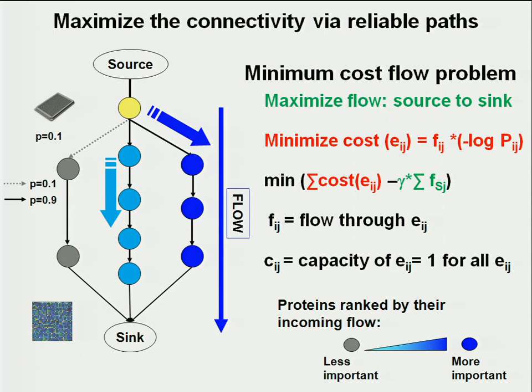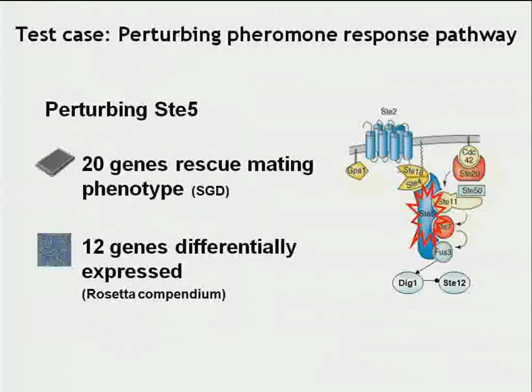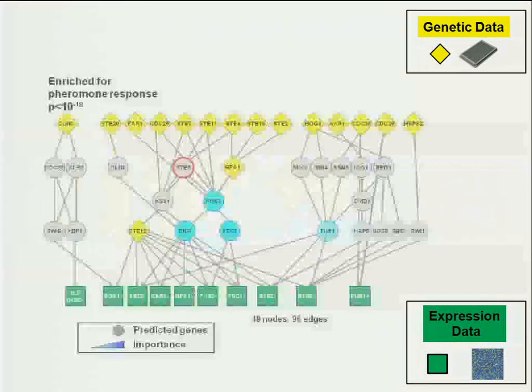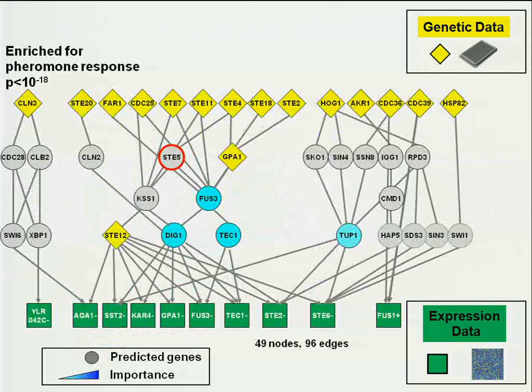So for each edge, we convert that probability, taking minus log probability, so lower probability means higher cost. To minimize this cost, well, so we max the flow. And when you do this, you get much smaller networks. So instead of getting results like this, you get this result, which connects many of the genetic hits, but not all of them, to many of them.